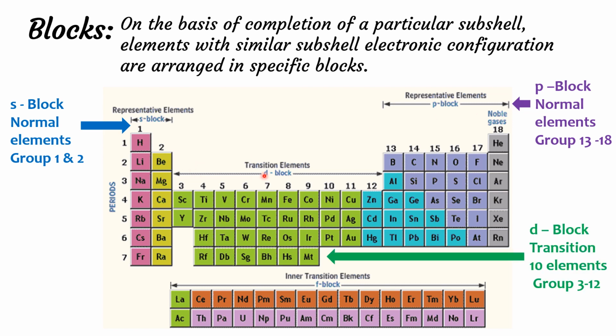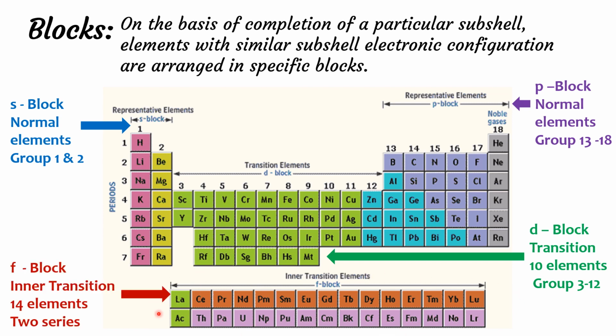From group 3 to 12, elements are known as D block elements. These are also called transition elements. These contain 10 elements in each period. There are two rows below the periodic table which are called inner transition elements. These are placed in F block. These contain 14 elements in two series, lanthanide and actinide. Lanthanide and actinides are separated from the period 6 and 7 respectively due to their radioactive behavior.